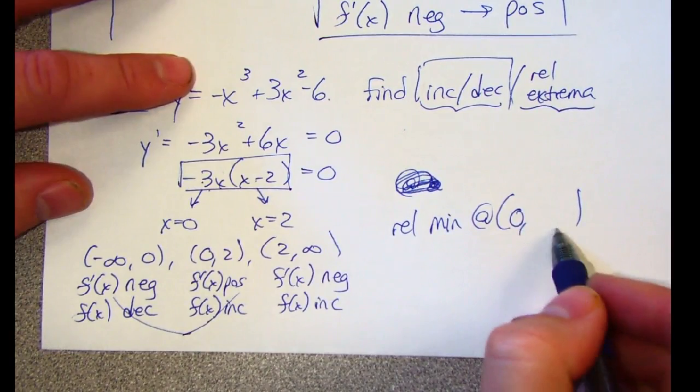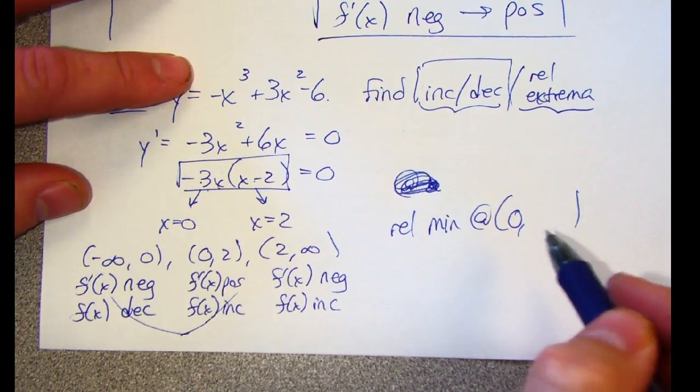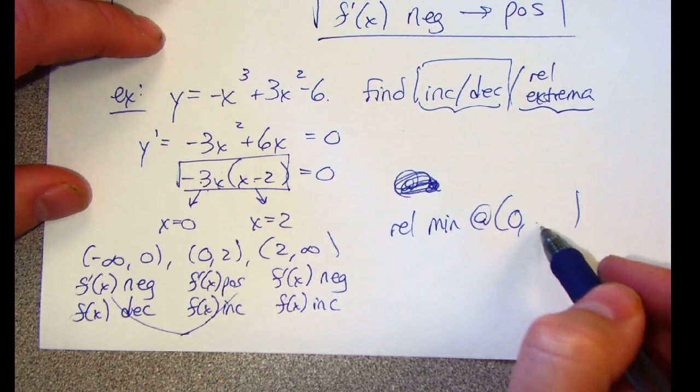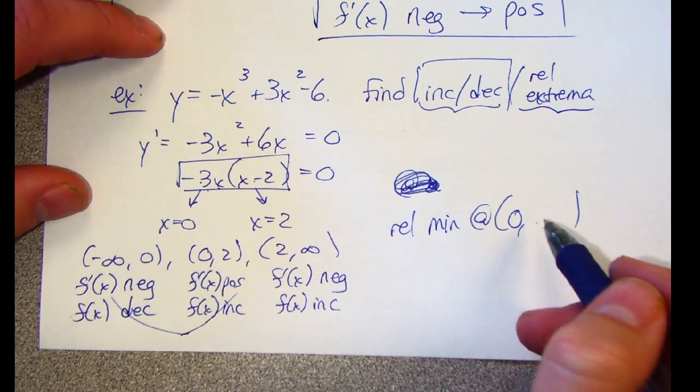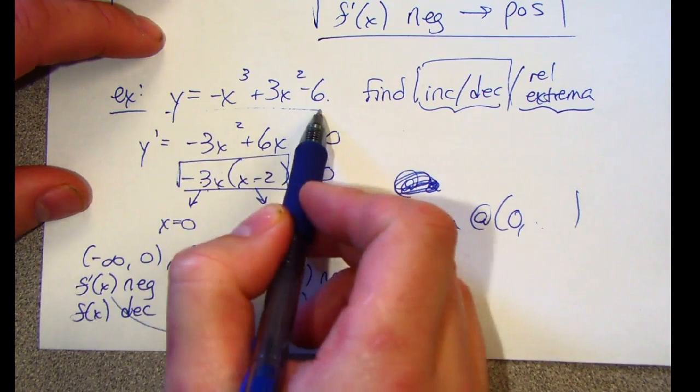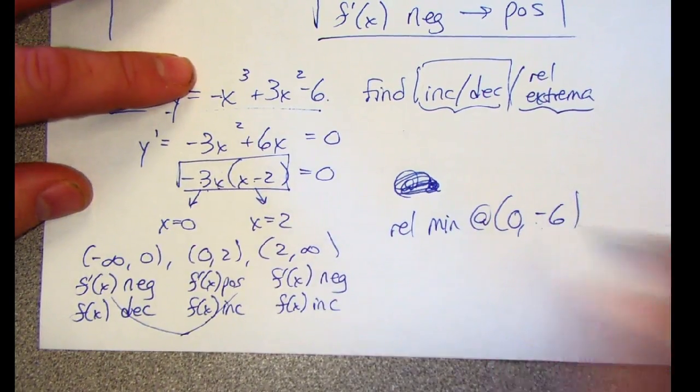And this something is a point on the original graph that is a y value. So we don't plug into the derivative. The derivative will tell us slope. We plug into the original function. So I'm plugging in there. If I plug a 0 in there, I'm going to get negative 6.